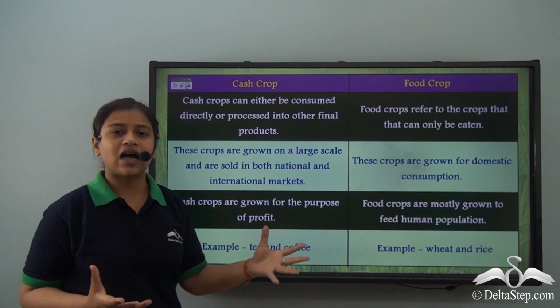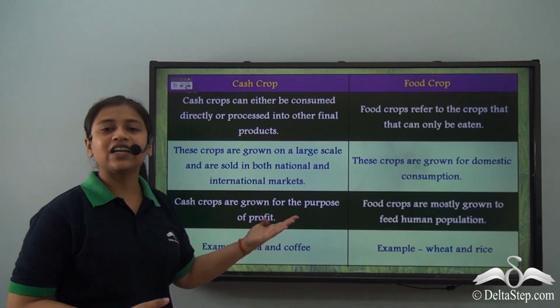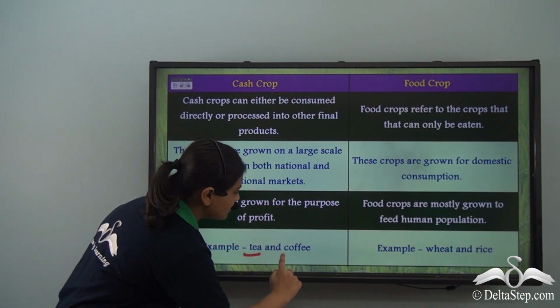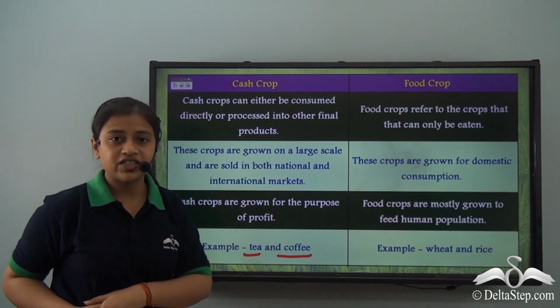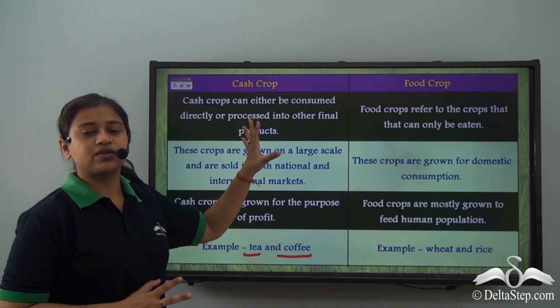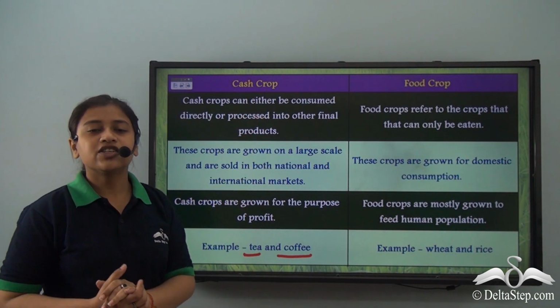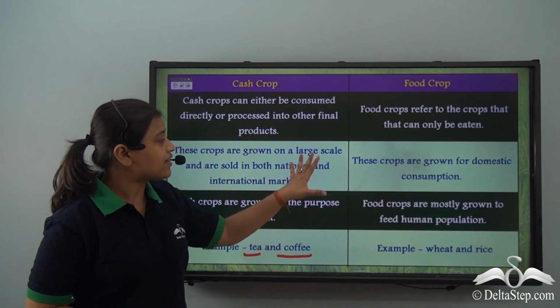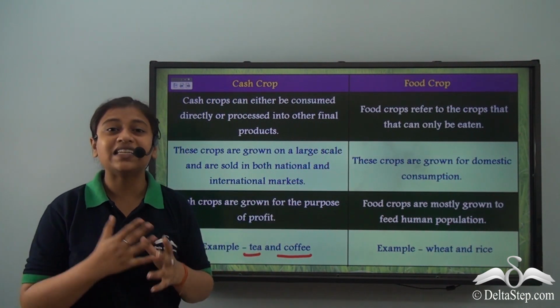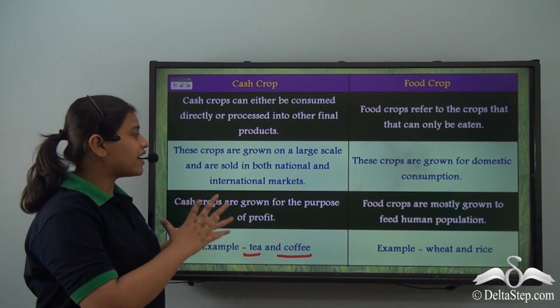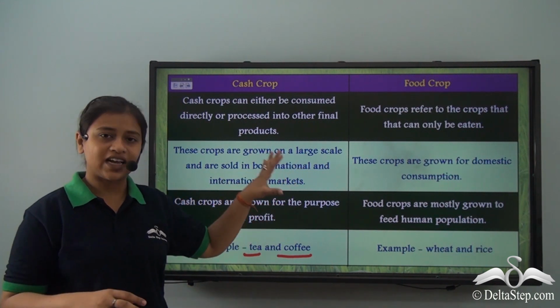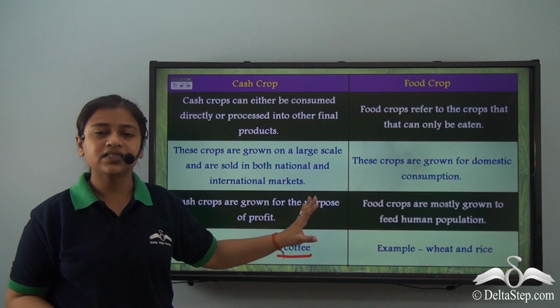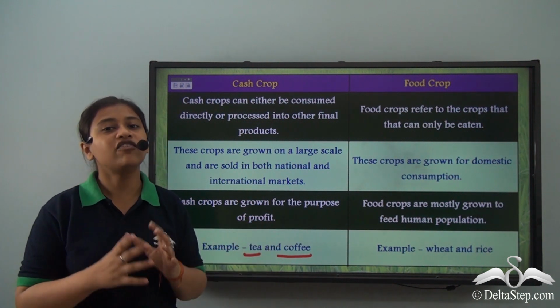So to take some examples, we have tea and coffee as the two most important beverages that are cash crops, right? They are grown on a very large scale. We have coffee and tea plantations. They are grown on a very large scale and sold in both national and international markets, and these are grown for the purpose of profit.